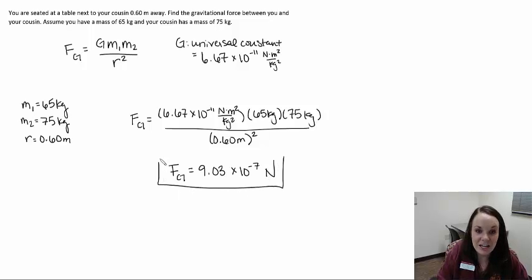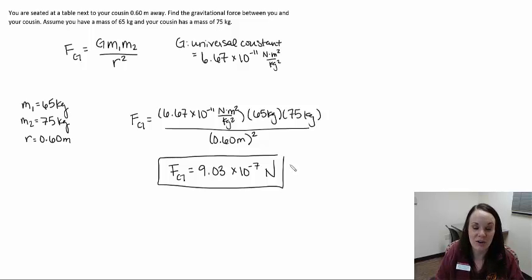And that there is the gravitational force exerted from you onto your cousin, or exerted from your cousin onto you. And how we say that is the gravitational force between you and your cousin. So that's how you solve these gravitational force problems. See if you can try another one similar to this.